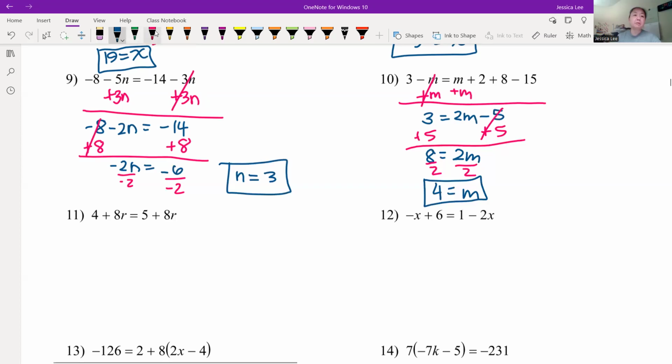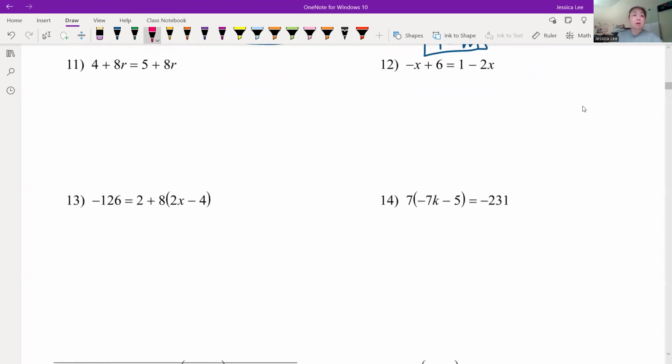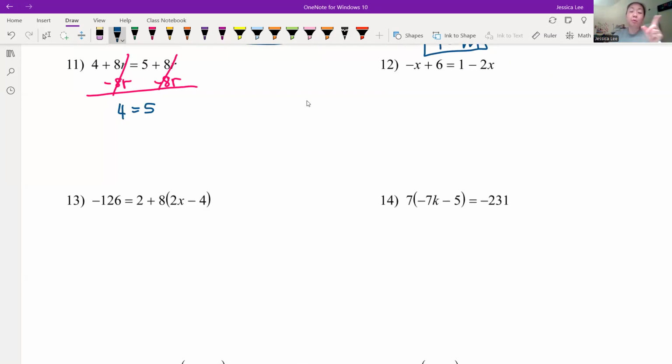All right, number 11. Again, we have r's on both sides. So what we're going to do is let's get the r's on the left-hand side, right? So I'm going to just subtract 8r here. Subtract 8r here. And you're like, oh, do you see what I see? Literally all of my r's canceled out. Okay, and all I have left is a 4 is equal to a 5. And I don't have any r's, which means only one thing. 4 does not equal 5. This is not a true statement, right? So no matter what r is, there is no solution. So we're literally going to be like, no solution.